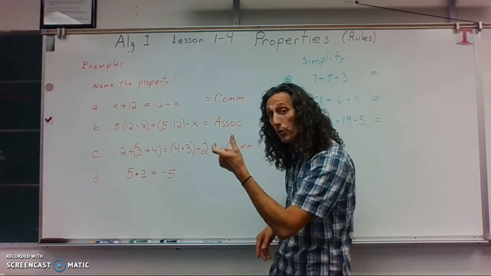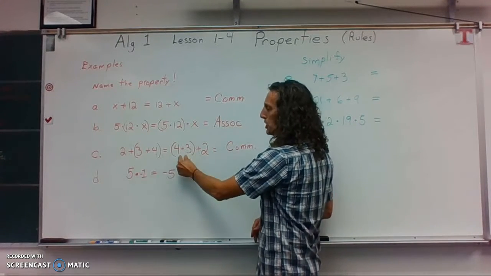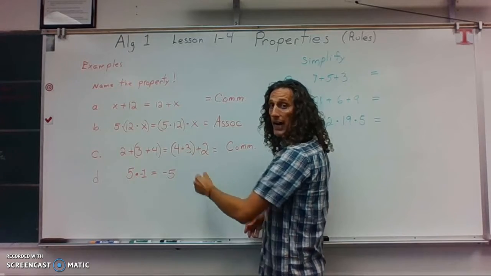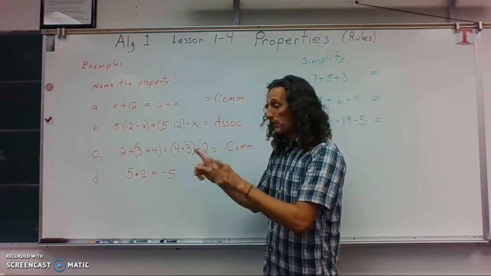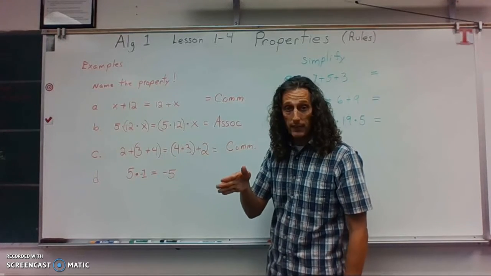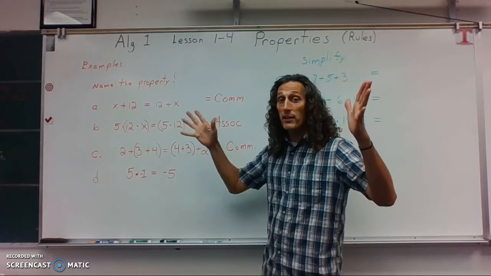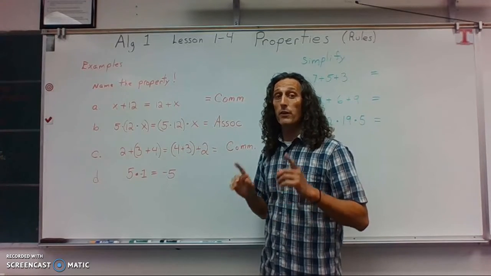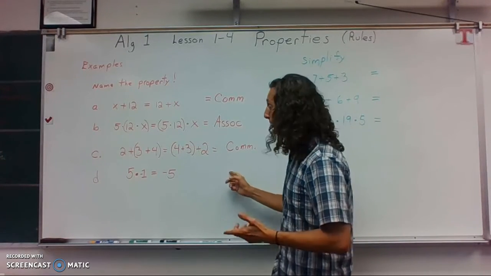I changed their order, but I did not take them out of the box. So there was no change of my grouping. I just changed the order of what was in the box. But it's still 3 and 4 in the box. So watch out for that. It's not associative. I have a lot of students just automatically see parentheses. They think associative. No, you can fall for that trick. This is commutative. Look at the order.